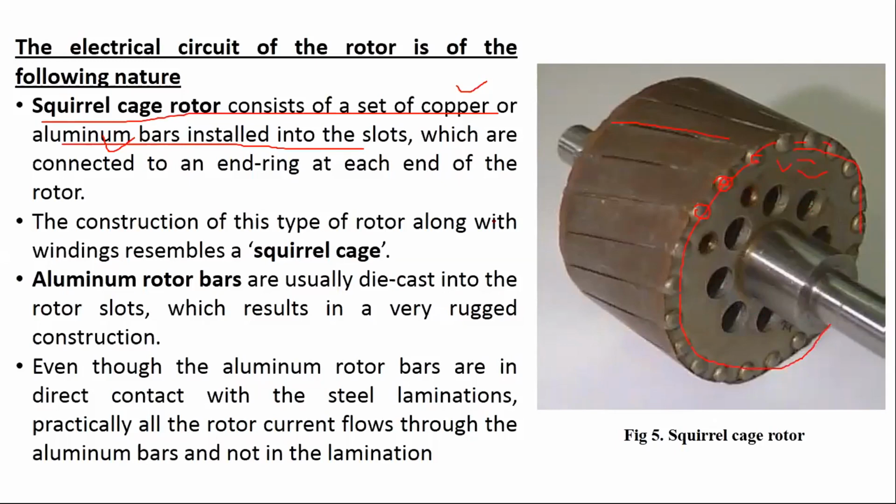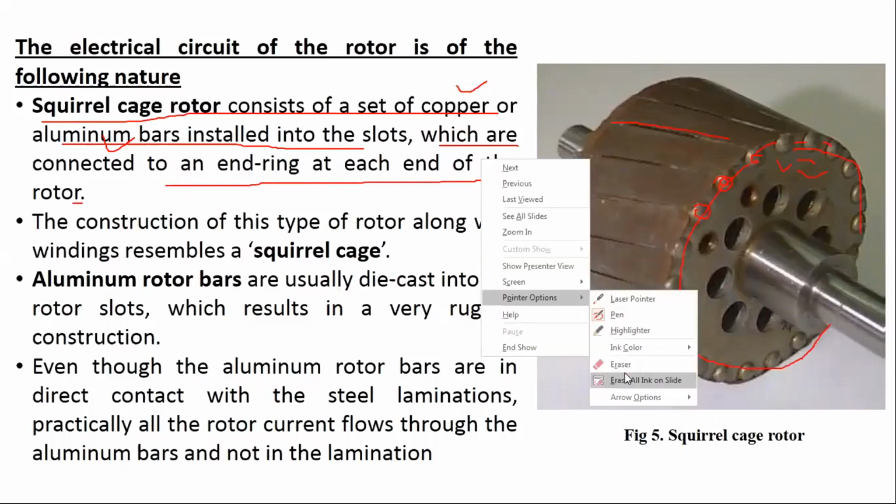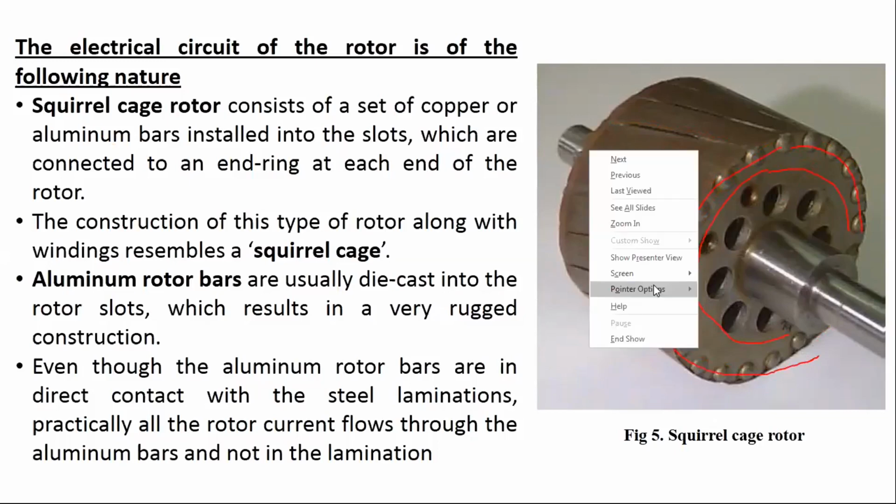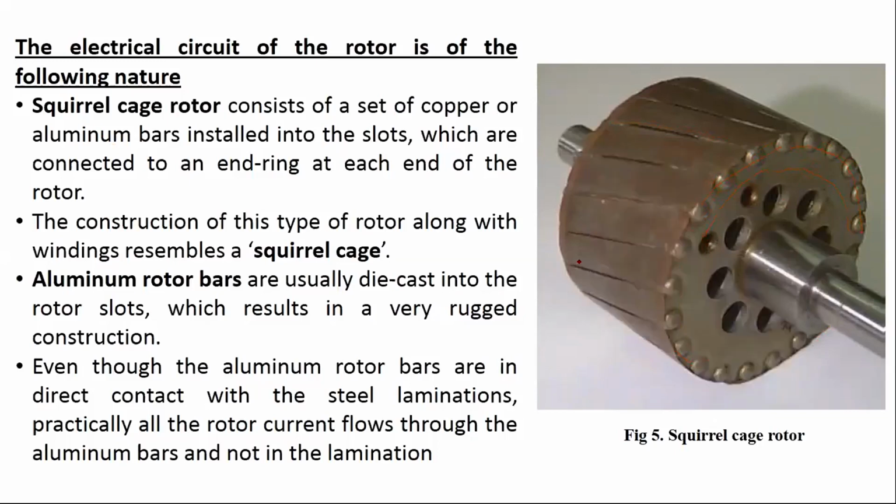Okay, so they are connected to an end ring at each end of the rotor. So this external part is basically the end ring. This one is end ring, right? And it is used to connect every, you can see all the conductor bars are connected to one another, right? So these are short, right? You must have studied it in electrical machine. So this particular motor is called squirrel cage motor because its formation resembles the squirrel cage, right?